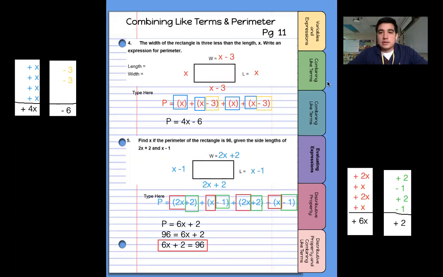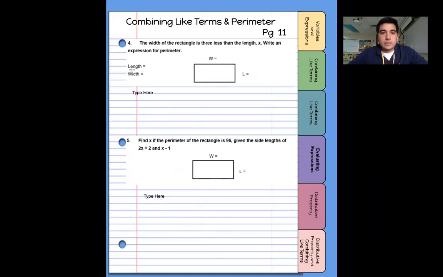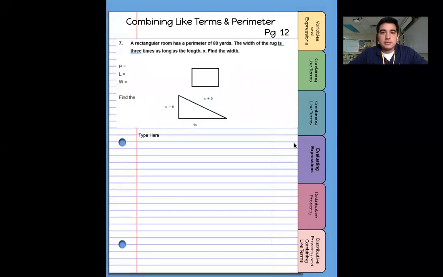So let's clear this, and we'll go to the last page. So let me get out of this, last page, page 12. Okay, so last one. Sorry. So this one says, a rectangular room has a perimeter of 80 yards. The width of the rug is 3 times as long as the length. Find the width, okay? So here we go.